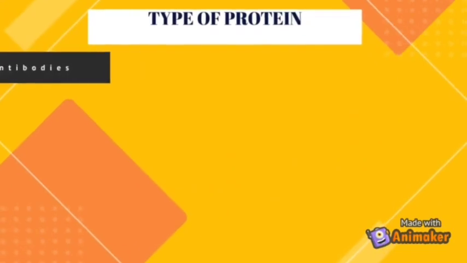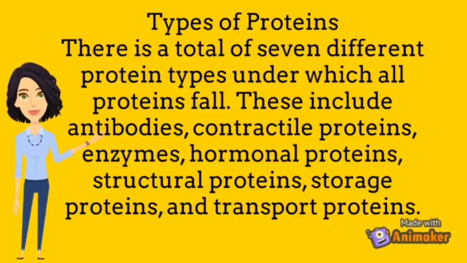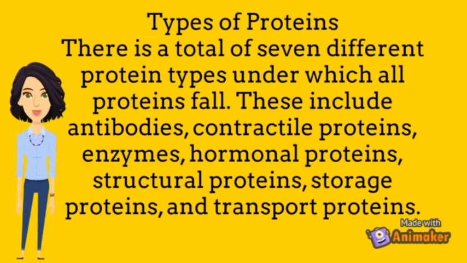Types of proteins. There is a total of 7 different protein types under which all proteins fall. These include antibodies, contractile proteins, enzymes, hormonal proteins, structural proteins, storage proteins, and transport proteins.